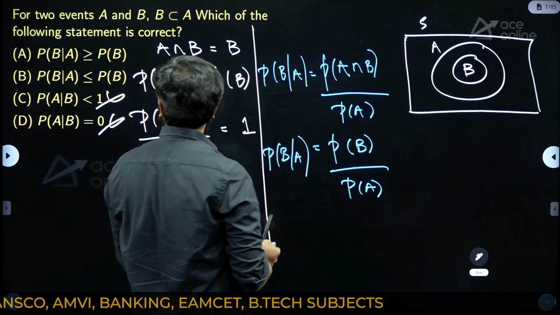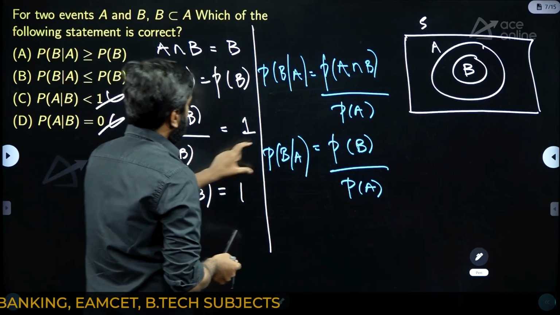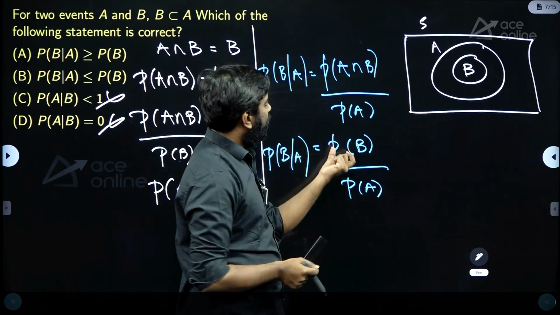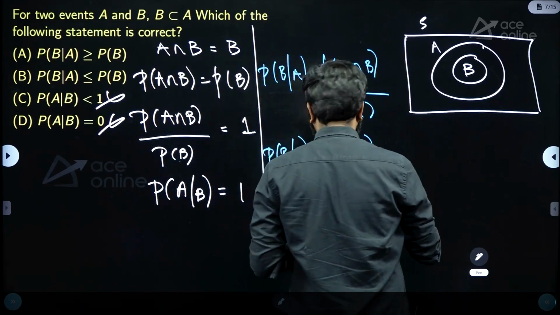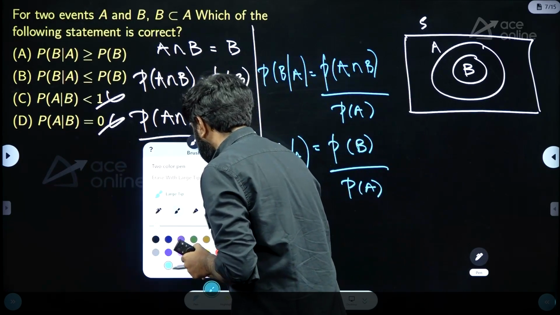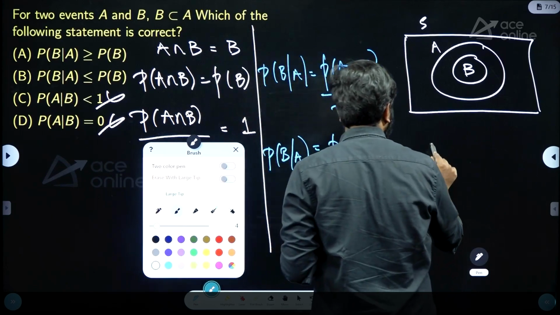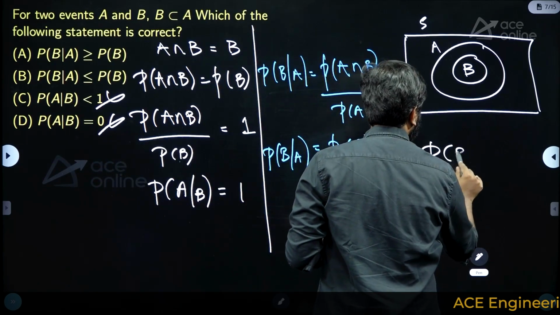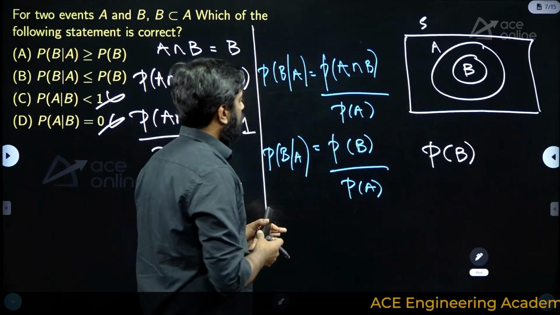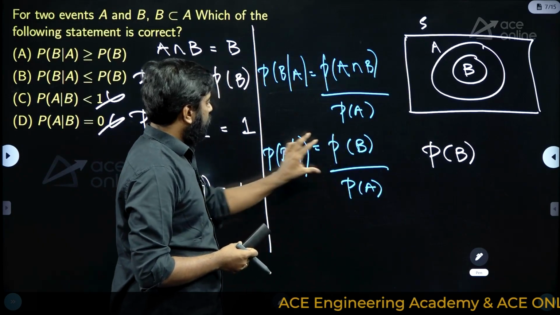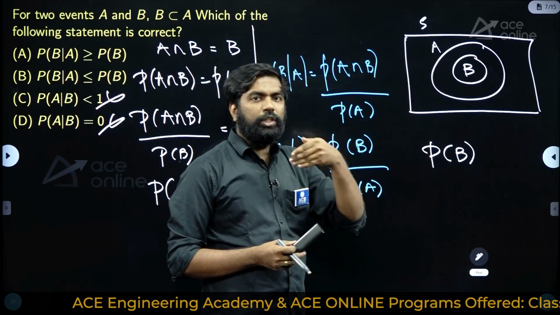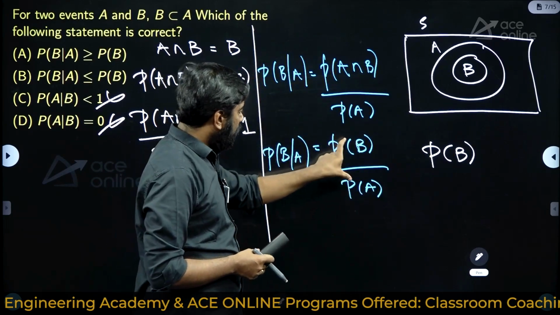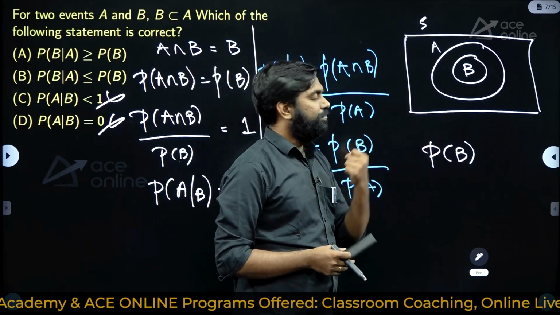And now I have to compare this with P of B. Is this quantity big or P of B big? That's what I have to compare. So I'll write one more quantity here for comparison. This is also one of the good problems. Now look at this. This fellow is equal to this. I want to compare this fellow with this fellow. See who is bigger.